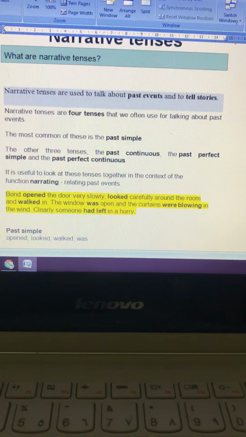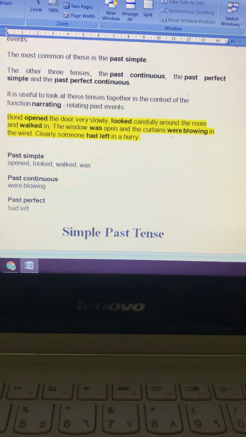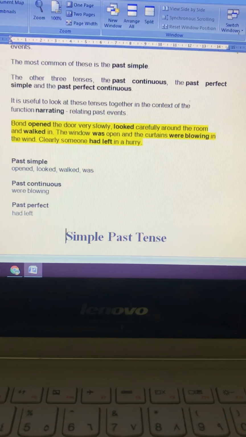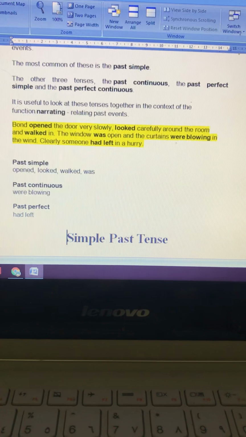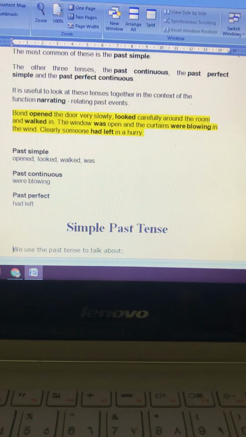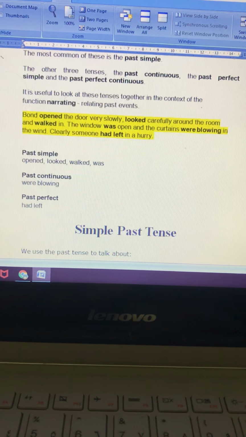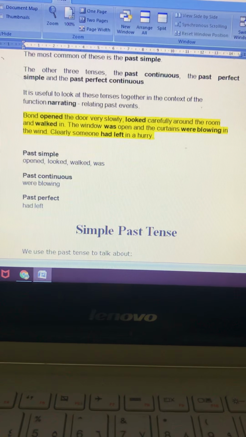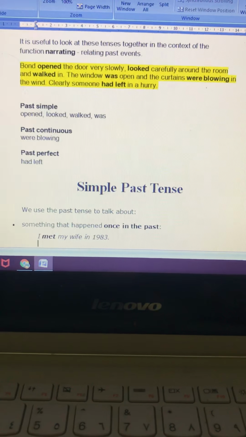In this context, we have verbs that are past simple, like opened, looked, walked, and was. We have past continuous, like were blowing. With regard to the past perfect, we have had left. So, I'm assuming that you are familiar with this kind of tense, but in this class we're gonna dig a little bit deeper with some details, and I will start with the simple past tense.